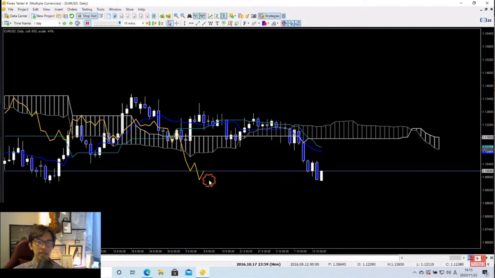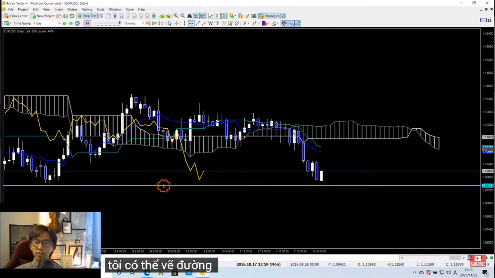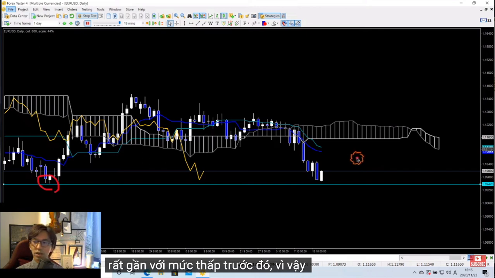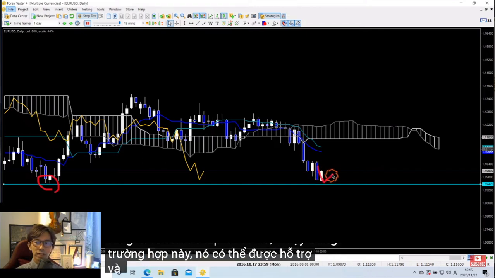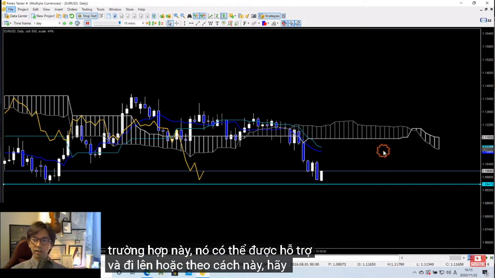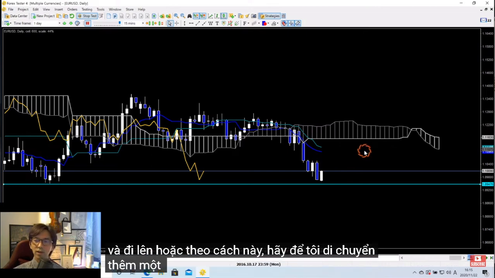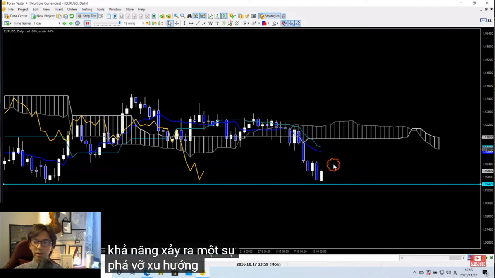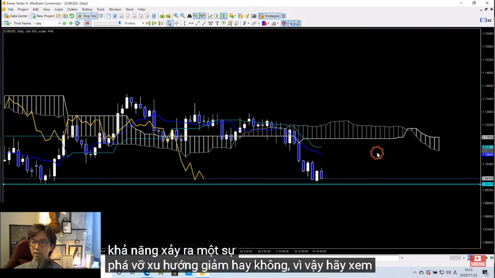But one thing is that there is a recent low. If I draw a horizontal line like this, there is a previous low, and the market is very close to the previous low. In this case, it might be supported and go upwards this way. So let me move a couple more candles and see if there's a potential downtrend breakout. So let's see.